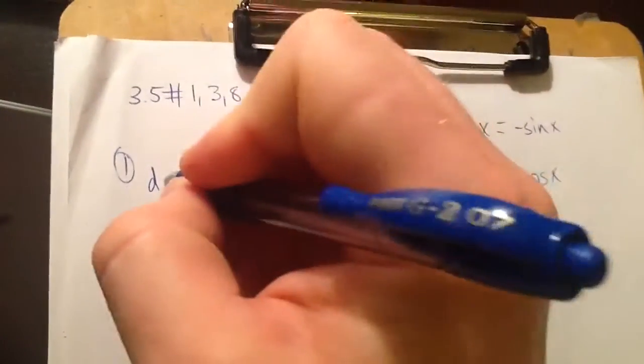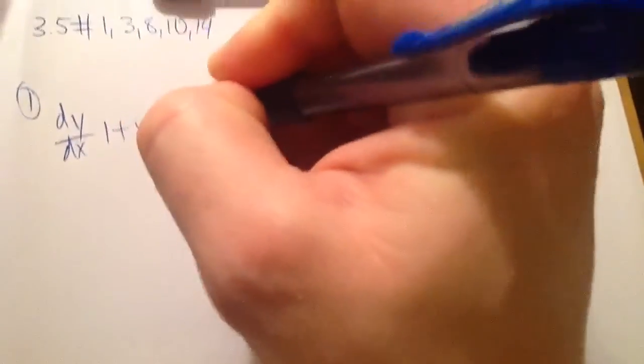So number one is just finding, let's see, what is number one? I think number one is just derivative. Yeah, just doing some derivatives. 1 plus x minus the cosine of x.